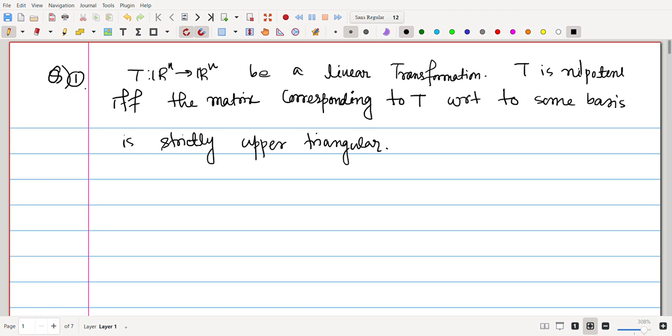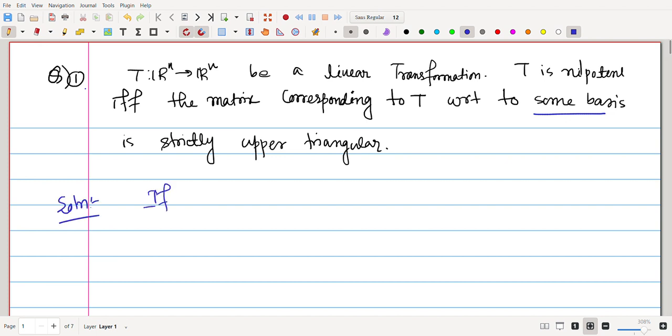So today I am going to solve the question paper of IISER Pune MSc entrance test. Okay, so the first question is part of the subjective question paper. Let T from Rn to Rn be a linear transformation and show that T is nilpotent if and only if the matrix corresponding to T with respect to some basis is strictly upper triangular. With respect to some basis. Okay, so the solution.